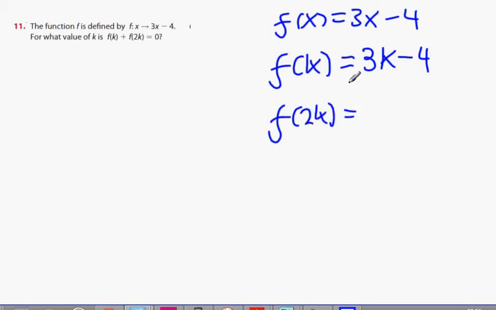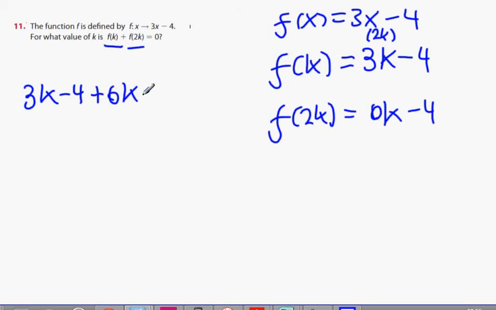6k minus 4. Exactly. Replace x with 2k. 3 times 2k? 6k minus 4. What does this mean? Add the output of f of k with the output of f of 2k, and your answer is 0. 3k minus 4 plus 6k minus 4 equals 0.